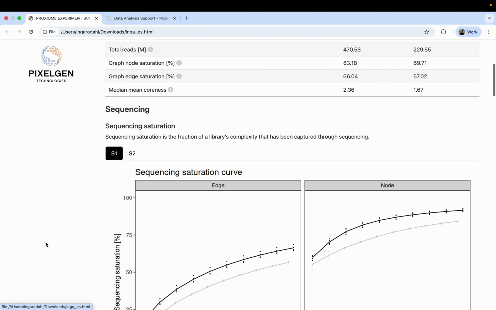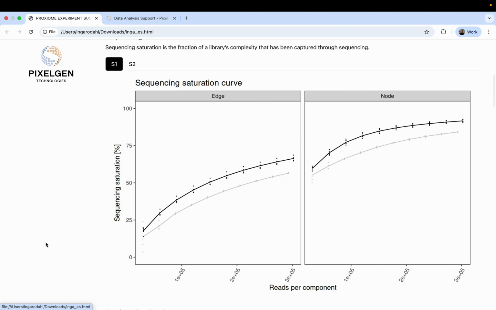We can also look at the saturation in these sequencing saturation plots. And here we have both the samples, which you can highlight separately. And what you want to see is that they start to plateau at the end of the curve.